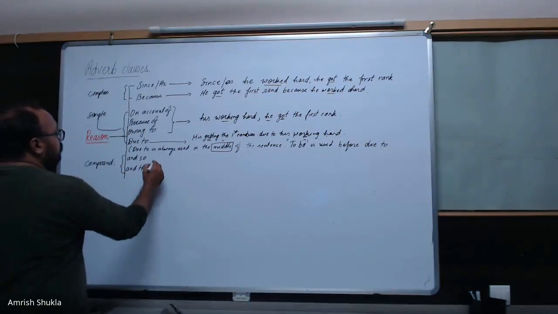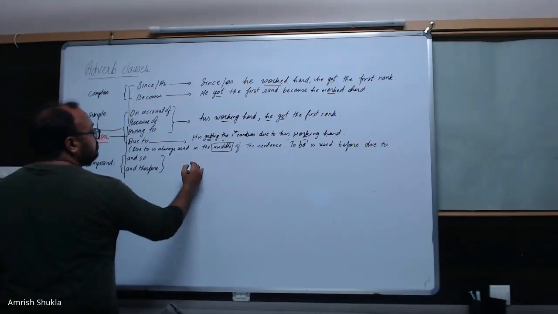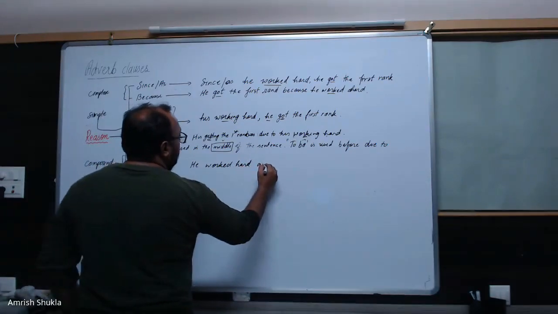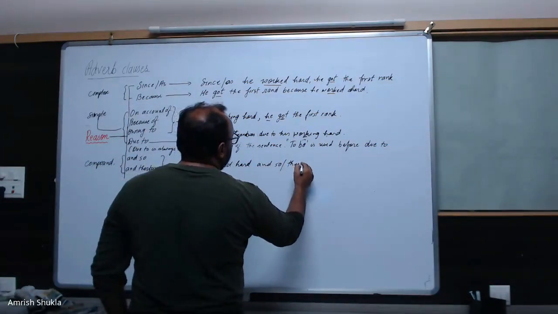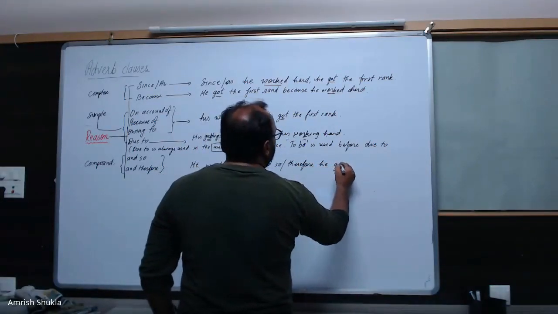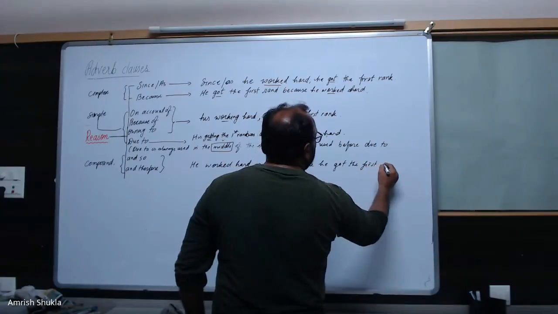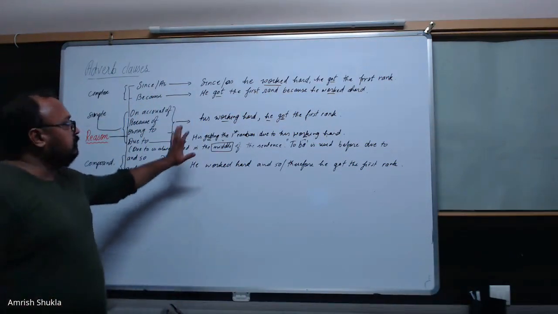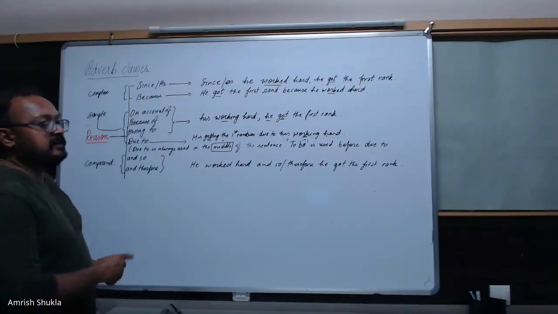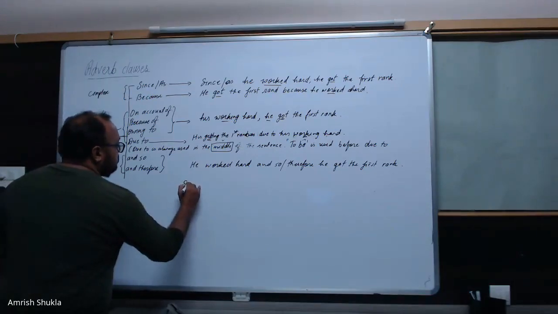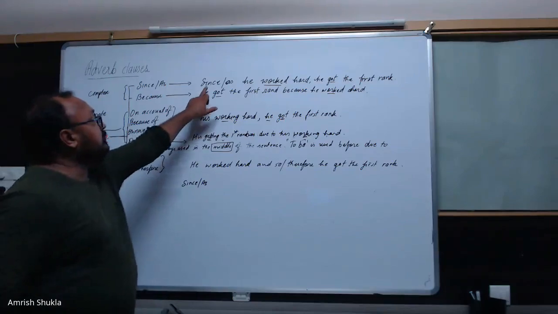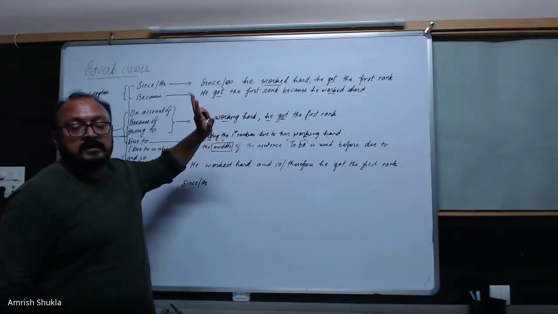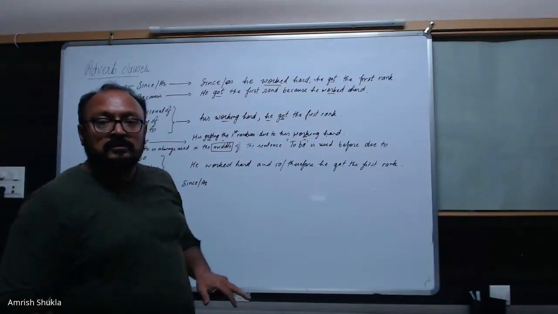And for and, so and therefore, the answer is very simple: he worked hard and so, or therefore, he got the first rank. Now here we don't need to write down rules for this. From the sentence you will be able to infer the rule. Let us write one more example, with since or as. Since or as always emphasize the reason. So since or as are always used in the beginning of the sentence. If you want to emphasize the reason, you have to use since or as.